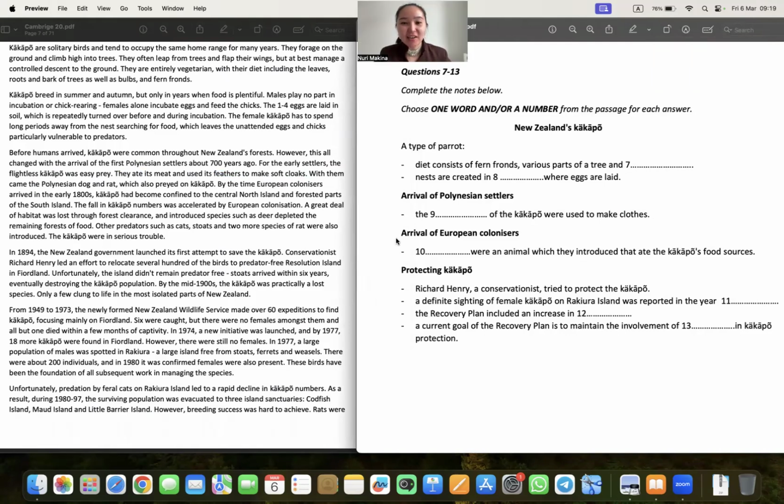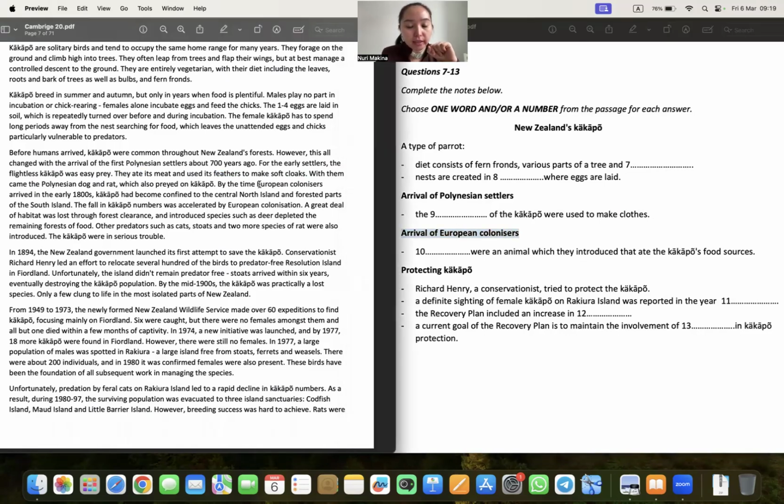Thank you. Next one, arrival of European colonizers. So as we mentioned earlier, European is hidden here. Our job is to find out the answer from this paragraph. So let's read the keywords. Were an animal which they introduced that ate the kākāpō's food sources. Okay, so keywords are introduced, ate, because their actions are also important. The kākāpō's food sources, introduced and ate.